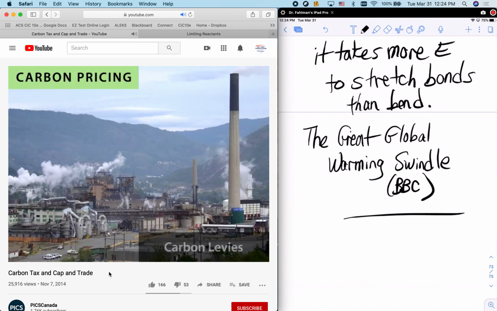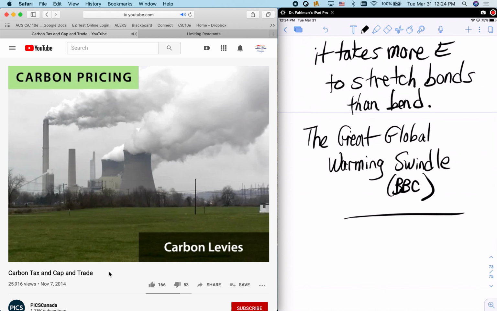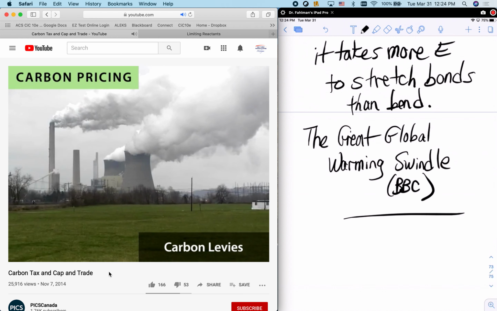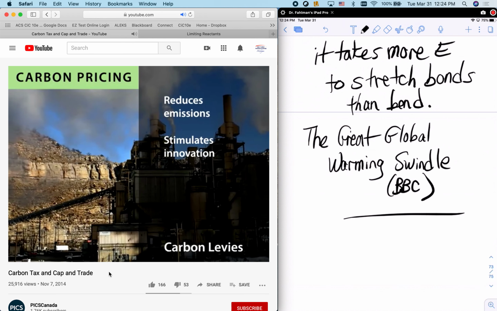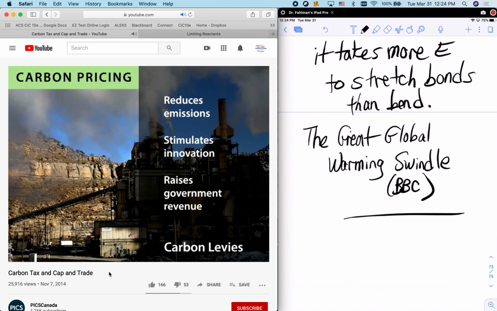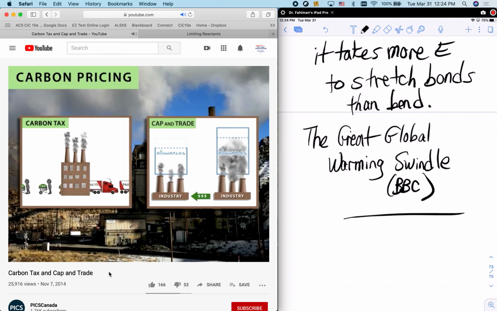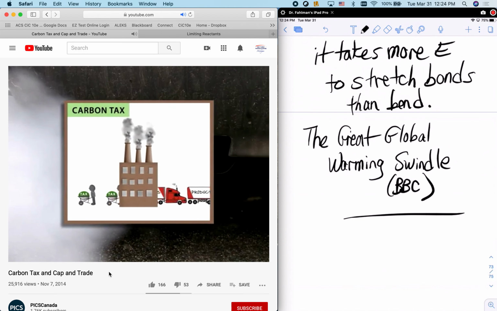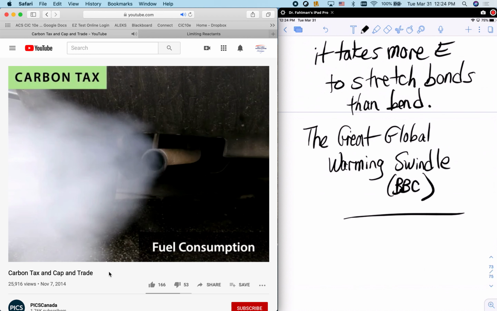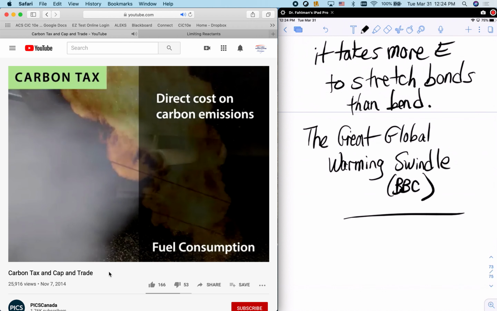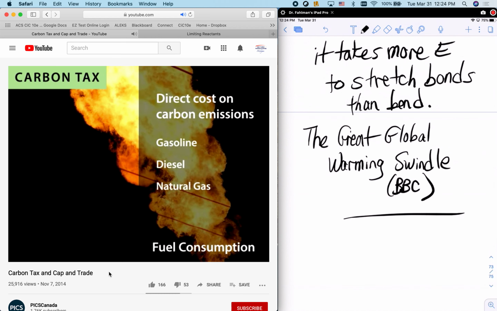Increasingly, governments are introducing carbon levies that improve market efficiency by allocating the costs of impacts to their emission sources. Evidence shows that carbon pricing reduces emissions, stimulates innovation, and raises revenues that can be recycled back into the economy. Let's take a look at the two major approaches to price carbon. The first is imposition of a carbon tax on fossil fuel consumption. This puts a direct cost on carbon emissions produced when a fuel is burned, such as gasoline, diesel, natural gas, or coal.